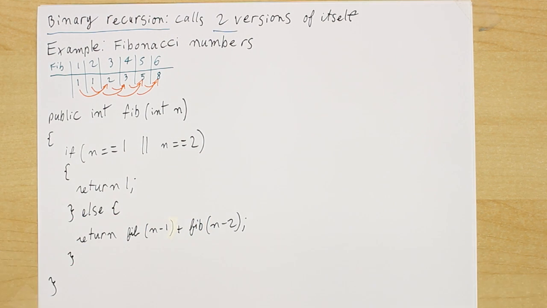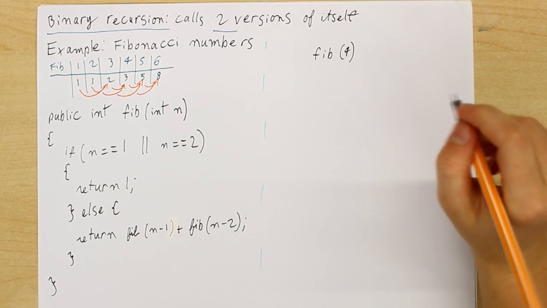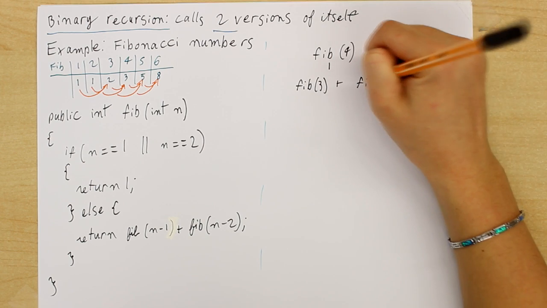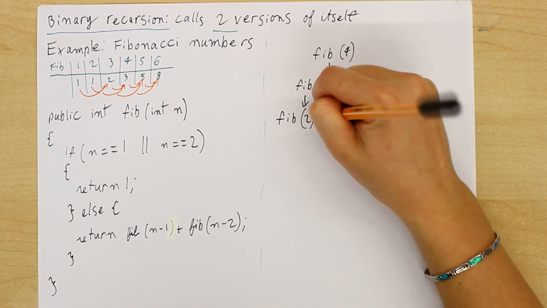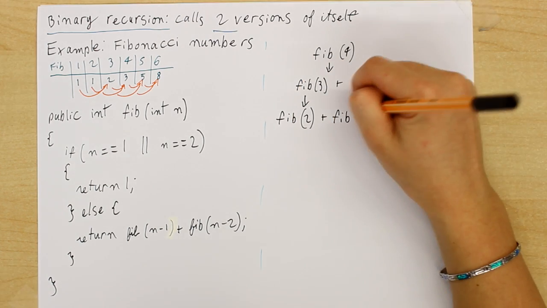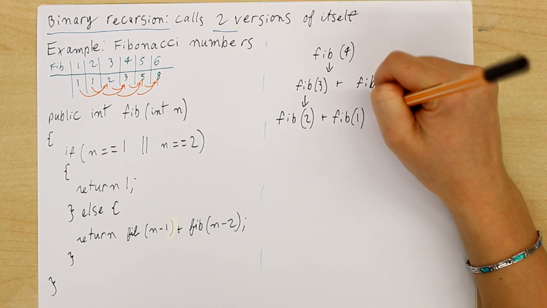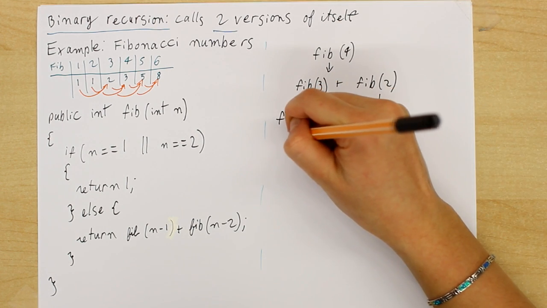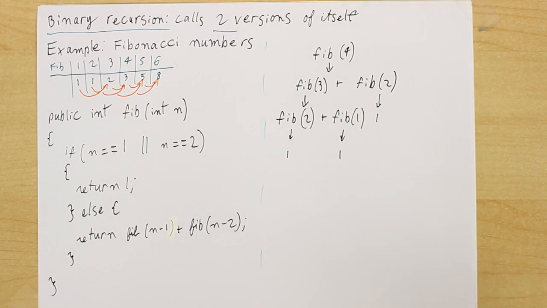So let's say you call Fibonacci of 4. The computer doesn't know what the Fibonacci of 4 is, so it would simply say that the result of Fibonacci 4 is Fibonacci 3 plus Fibonacci 2. Then Fibonacci 3 doesn't know what it is either, so it just says that it's the sum of Fibonacci 2 plus Fibonacci 1. Now, Fibonacci 2 knows that it's 1, because if you're looking for the first or the second Fibonacci number, it's going to be 1 by definition. And Fibonacci 1 also knows that it's 1.